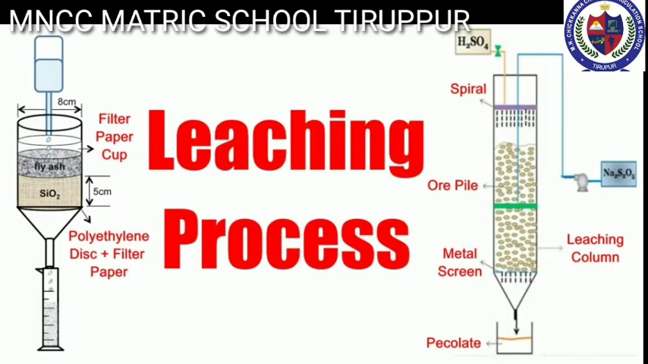Next we move to the last one, chemical method or leaching process. This method is employed when the ore is in a very pure form. The ore is treated with a suitable reagent such that the ore is soluble in it, but the impurities are not. The impurities are removed by filtration. The solution of the ore, that is, the filtrate, is treated with a suitable reagent which precipitates the ore. For example, bauxite, the ore of aluminium.